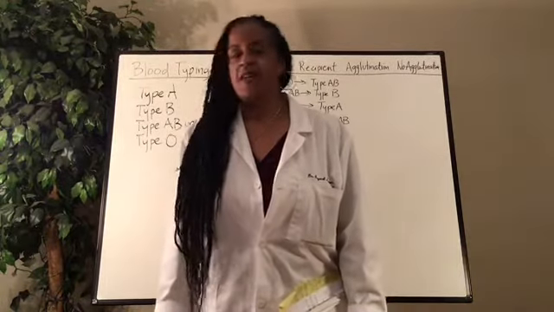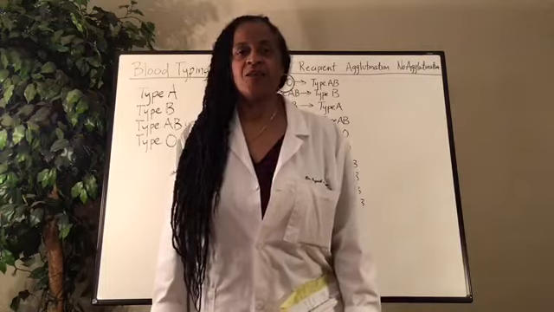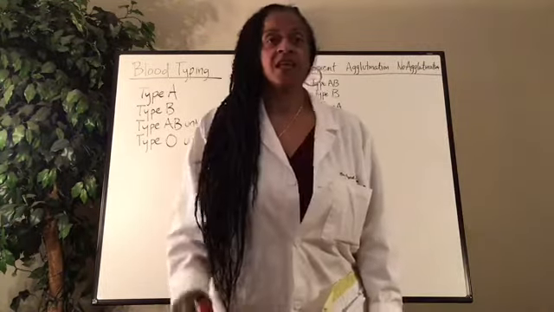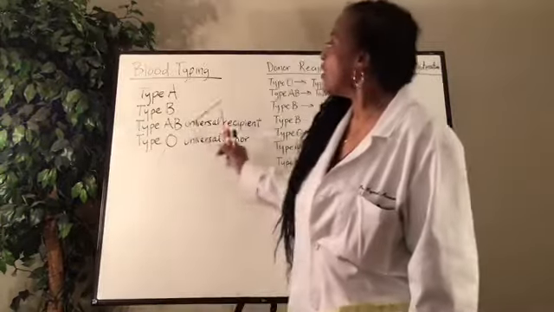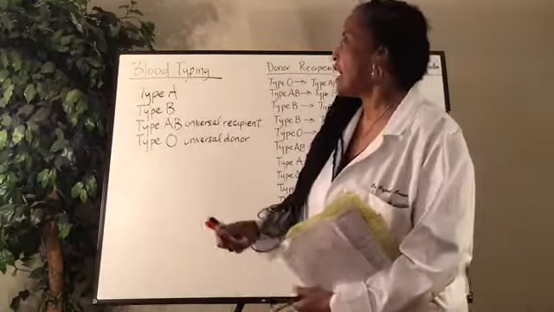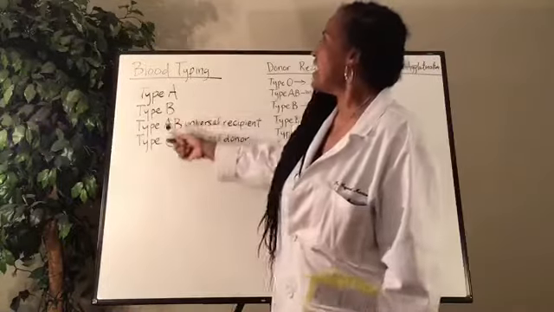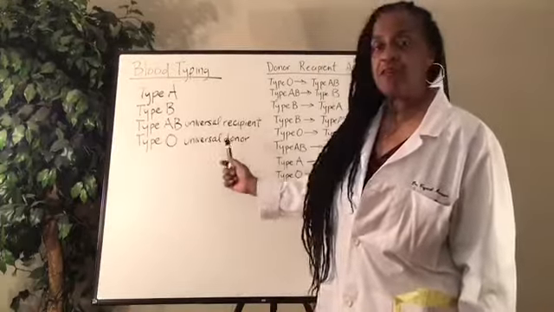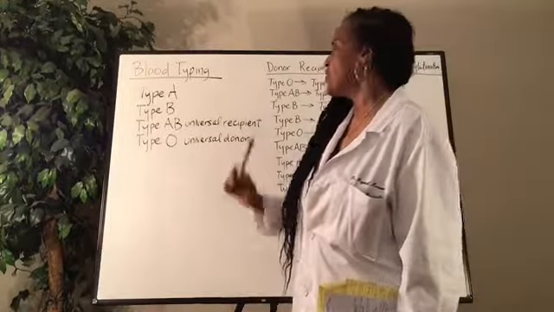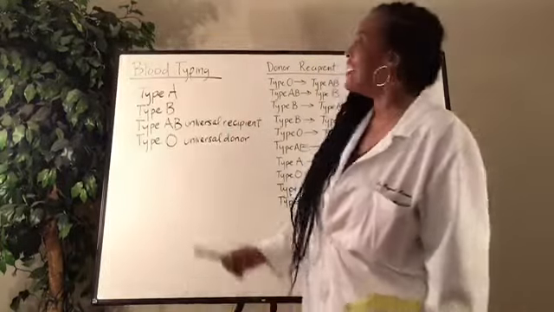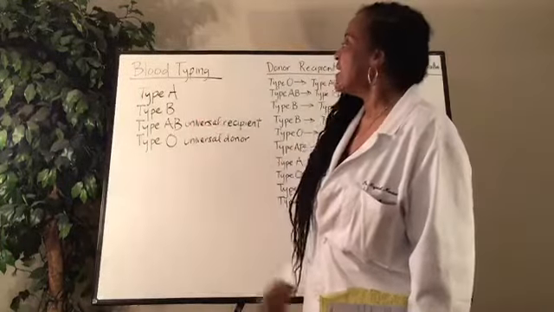Let's go on and finish up. We're still in chapter 27, so we're looking at blood, and we're going to start with blood typing today. Here you see we have type A, type B, type AB, which is the universal recipient, and type O, which is the universal donor. This is the ABO group of blood typing.